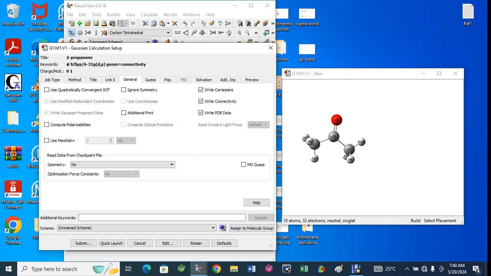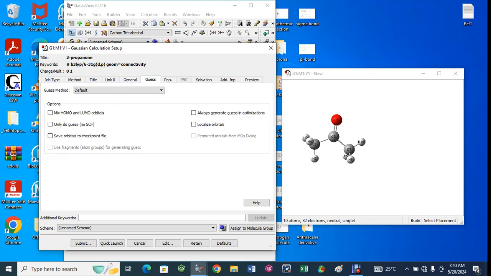Maybe we want to use the quadratically convergent self-consistent field. If we want to ignore symmetry, we can choose that. Write Cartesians, if we want to uncheck these boxes, we can uncheck them, and if we want to check them, depending on what we want to do, we can check them. If you want to compute polarizabilities, you can select that. So Gaussian has given us that privilege.